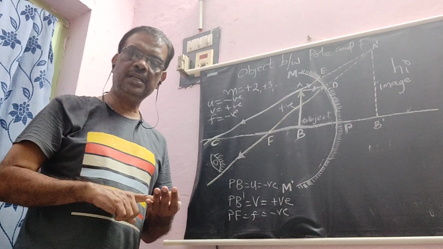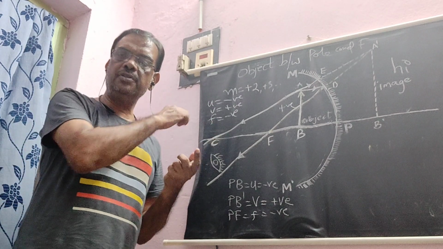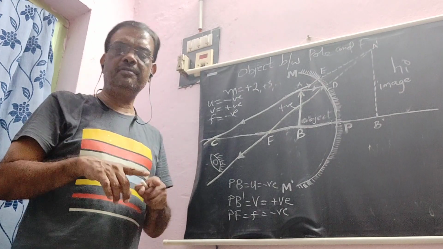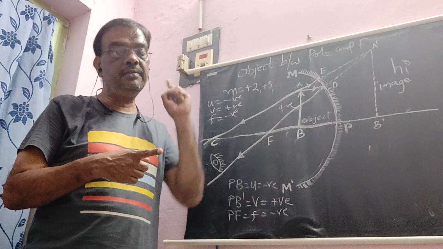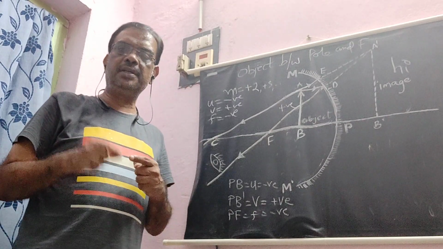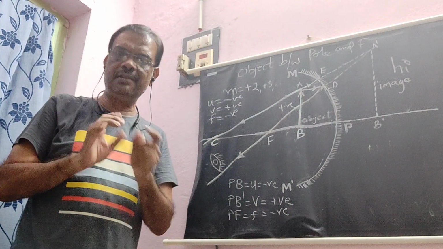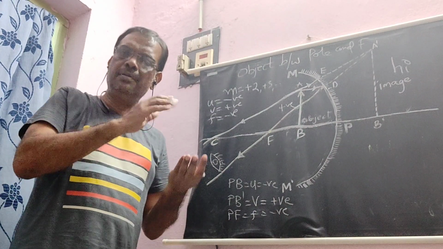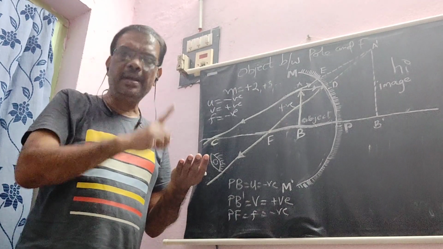Object between C and F: image is formed beyond C. Nature of the image is real, inverted, magnified. Object at focus: image is formed at infinity. Nature of the image is real, inverted. Size of the image is again magnified. So it is always formed real and inverted. Size of the image: point size, diminished, same size, magnified.